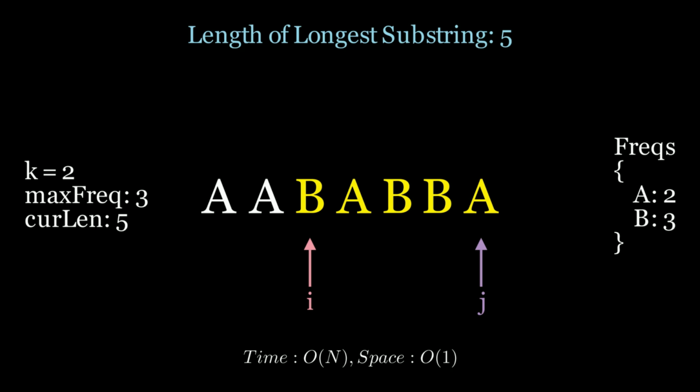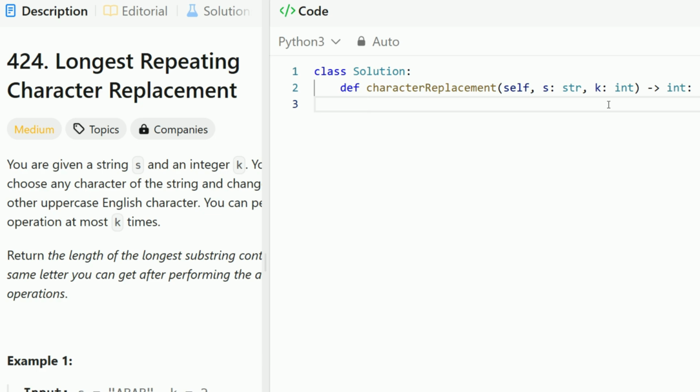Now, the reason why this is O of 1 is because the problem explicitly states that we only deal with uppercase English letters. And so the maximum keys I can have in my hash map is 26, and that's why it is constant space. So let's start initializing our variables.